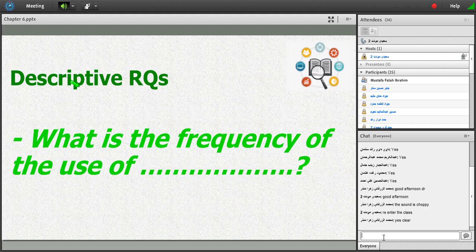Good. Now, can you use this pattern and write some descriptive research questions in the chat box? For example, I write one: What is the frequency of the use of simple past verbs in lectures by experts in physics? This is one descriptive research question. Can you write some in the chat box? I want to check whether you learned the descriptive research question or not.